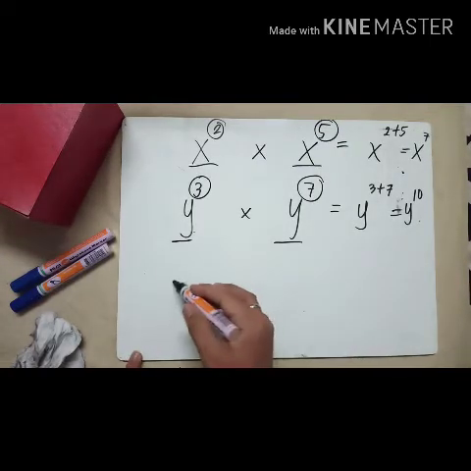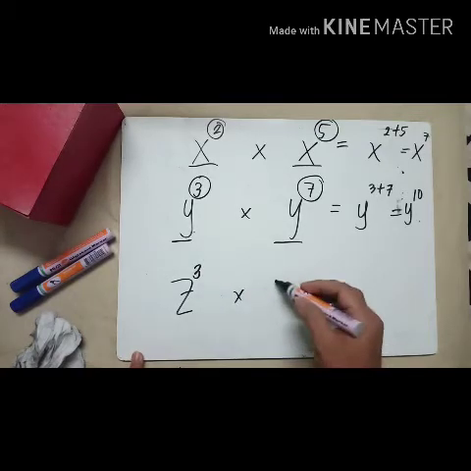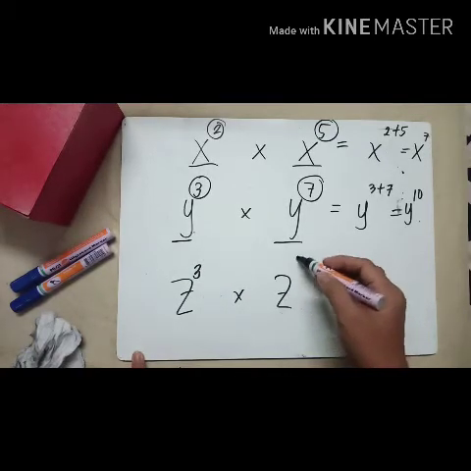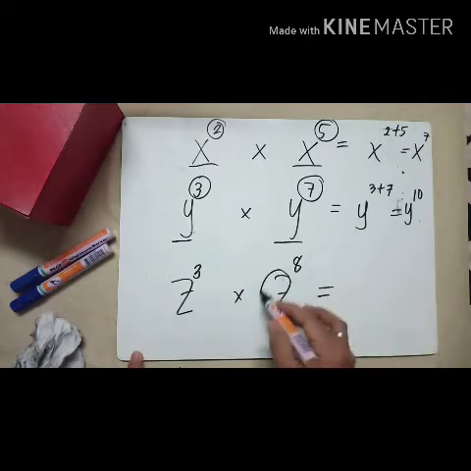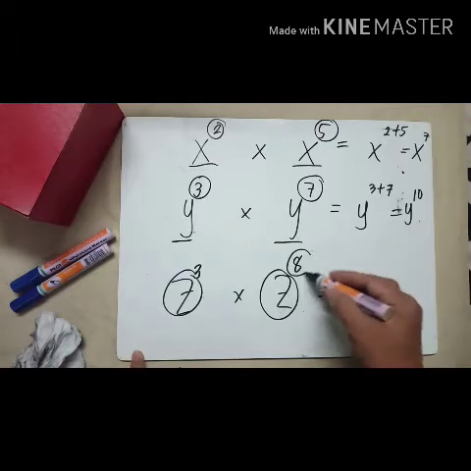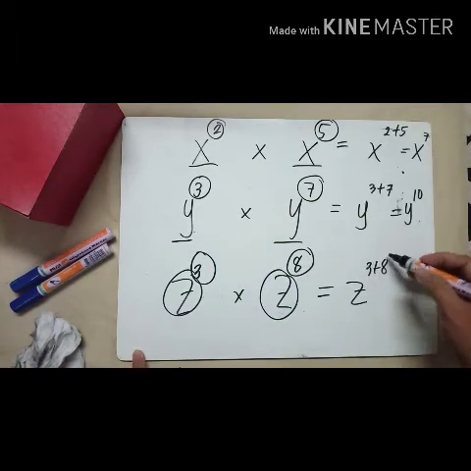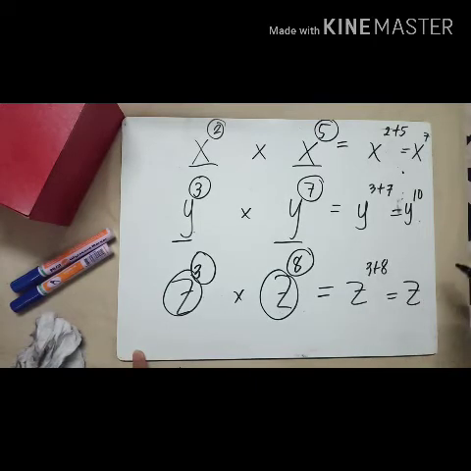For the last one, z cubed times z raised to the power of 8. So just copy the same base, z, and then add the exponents. So 3 plus 8, so z is raised to the power of 11. So that is the product rule.